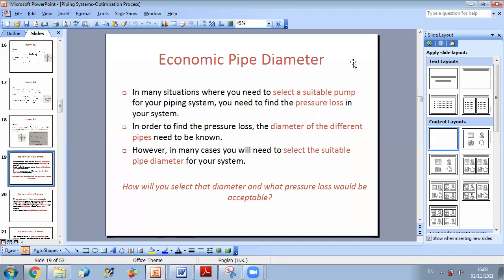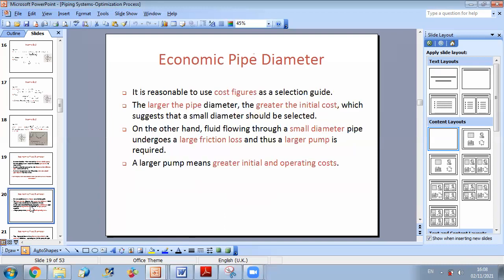Now, in many situations, we will need to select a suitable pump for our piping system. So now we will do problems to see how to select a convenient pump. In order to do this, we should find the pressure loss in the system. And to find the pressure loss, we need to know the diameter of the different pipes in the problem. However, in many cases we should ourselves select the convenient pipe diameter for our system. So how can we know which diameter and what pressure loss would be accepted? Let us see the strategy to design the pump that should be used for a system.